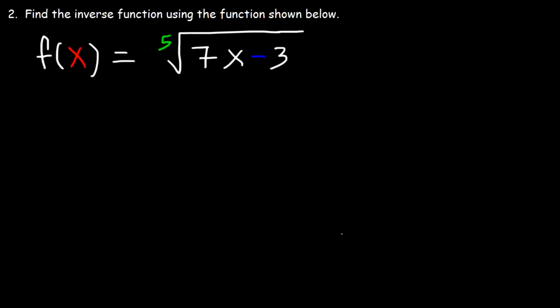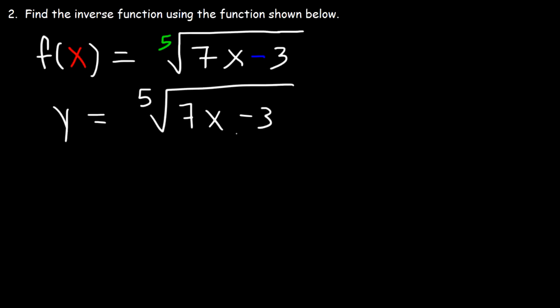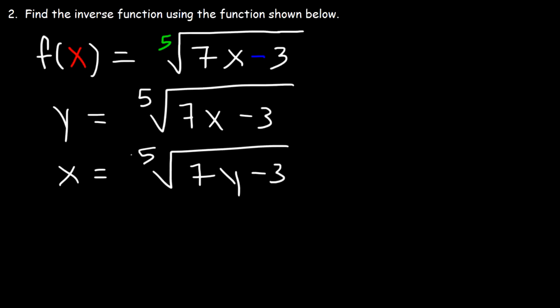Number 2. Find the inverse function using the function shown below. So feel free to pause the video and work on this example. So let's replace f of x with y. Next, switch x and y. And then just solve for y. In order to get rid of the radical, we need to raise both sides of the equation to the fifth power, so that these two will cancel.